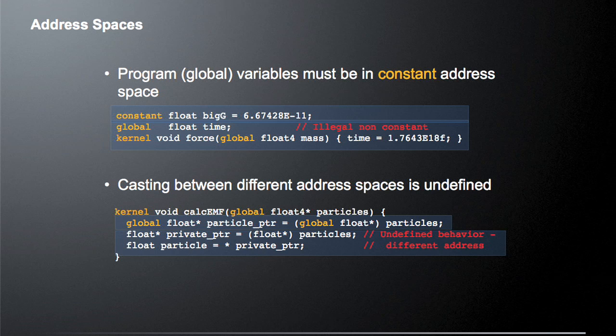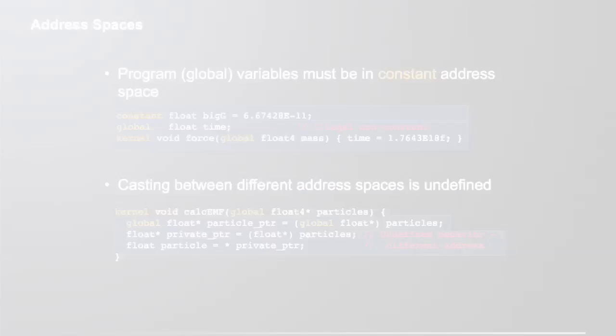Also, casting between different address spaces is undefined. If I have a pointer into global memory, I cannot directly cast it into private memory, because those are different memory spaces and might be stored in physically different memories. We're not allowed to do that casting operation because it might not be possible. If you want to move data from global memory into private or global into local, you have to explicitly copy it. You cannot cast those pointers from one memory space to another.